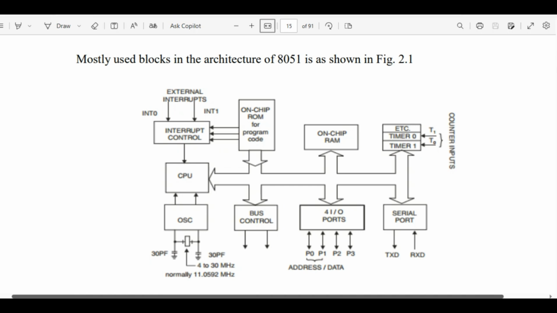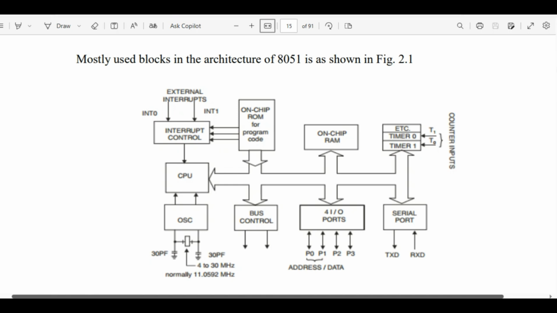Now we go on to the on-chip RAM. Think of this as the robot's notebook. He can write things down to remember them for a short time, like what he had for breakfast. Now we have timer 0 and timer 1. These are like the two magical clocks in the castle. They help the robot king know when it's time to do certain tasks.